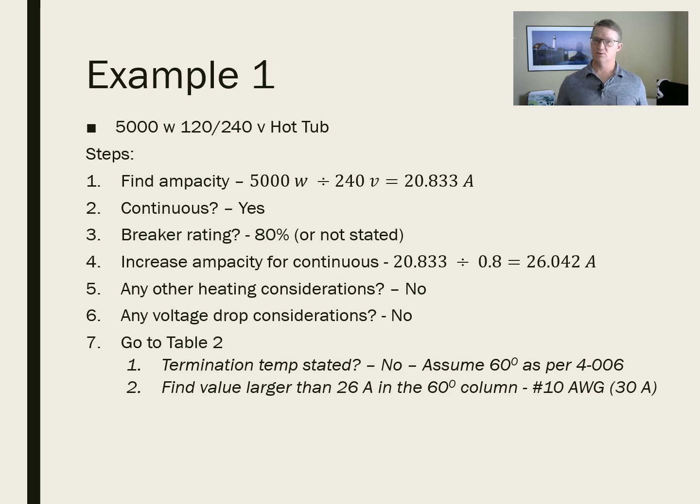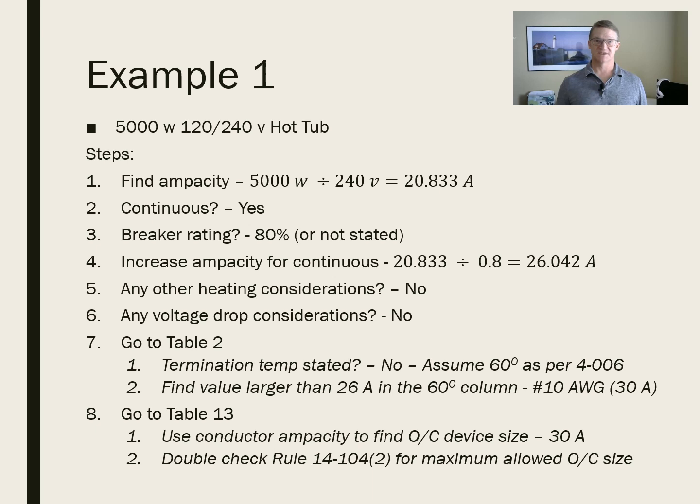Now we need to know what the termination temperature is going to be. Typically, it's there on the breaker. However, if you don't know or you're unsure, we have to assume worst case scenario. Rule 4006 states that if you don't know what it is and it's less than 100 amps, then we automatically assume a 60-degree termination temperature. So we look in the 60-degree column of table number 2 to find a value that's bigger than 26 amps, and we come up with a number 10 gauge conductor rated at 30 amps.